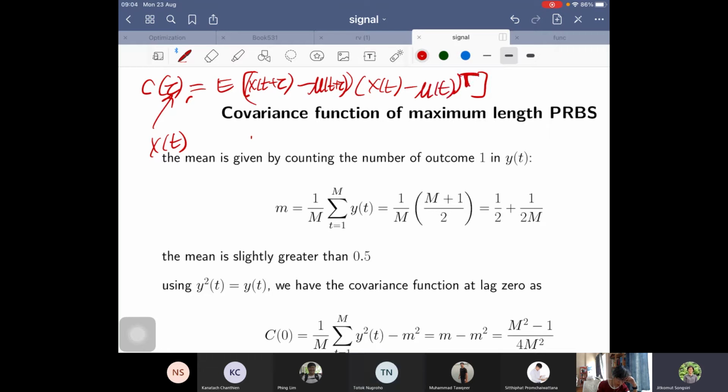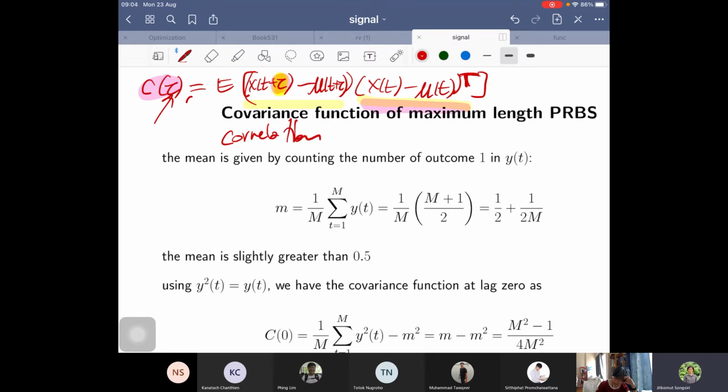The transpose is for vector processes. The most important thing is that I want you to recognize that you take the expectation of two residual terms, but these two terms are shifted by time tau, and that gives you the covariance function at time tau. Next, what is the difference between covariance and correlation function?